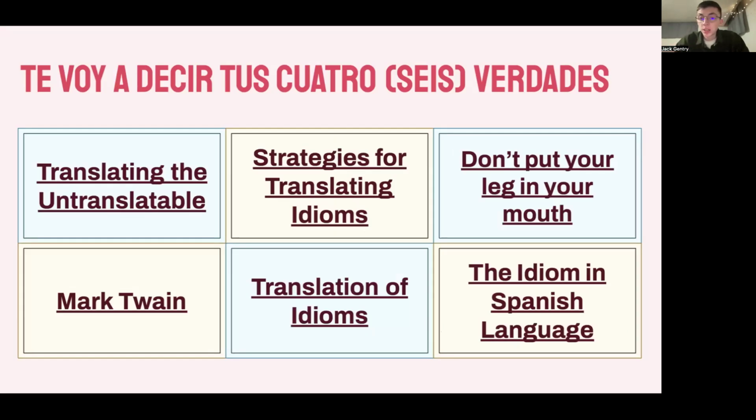Here are some sources that were used. Te voy a decir tus cuatro, seis verdades, which are just six examples to help you with idioms and sources that are good for translating idioms.